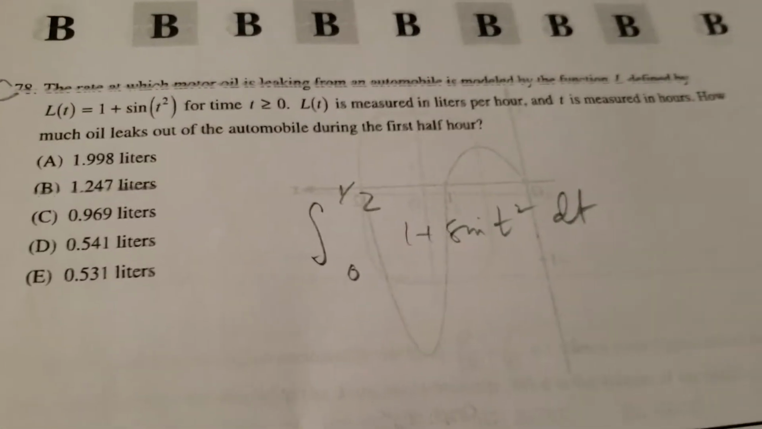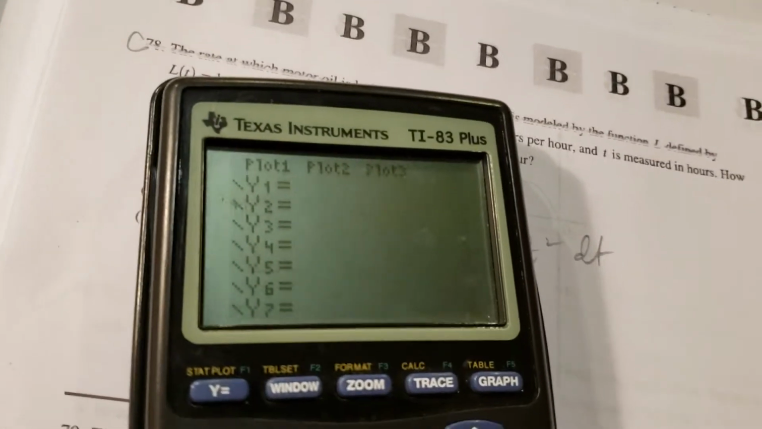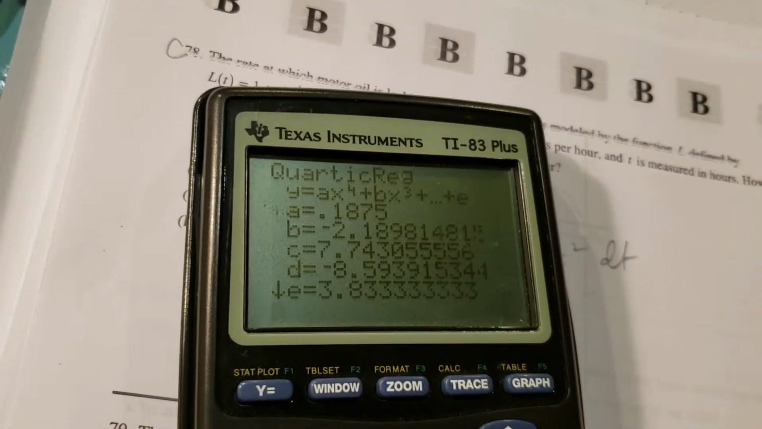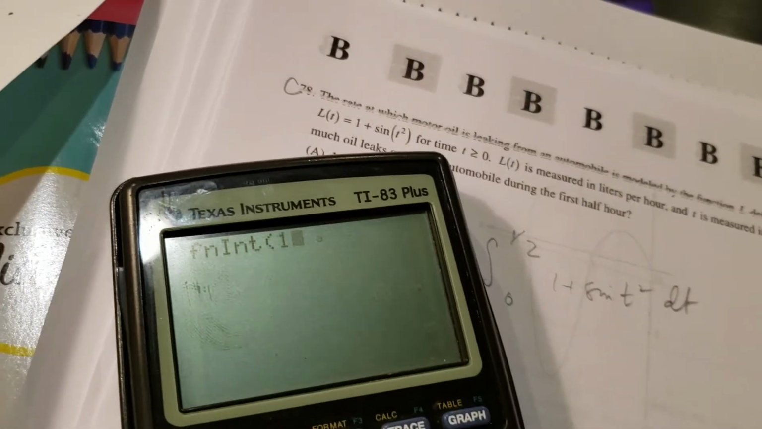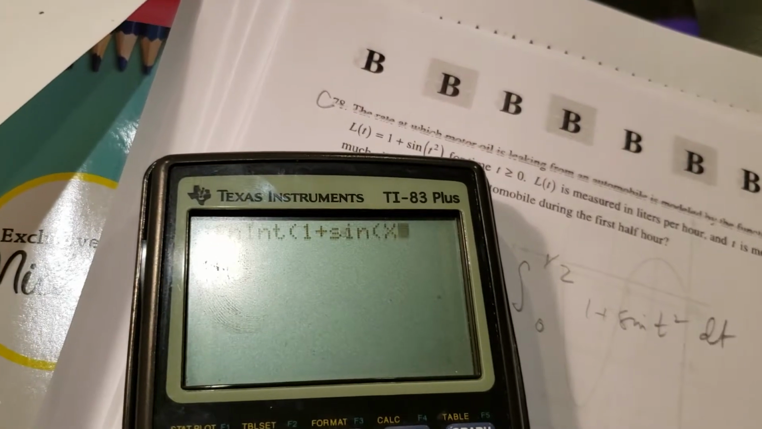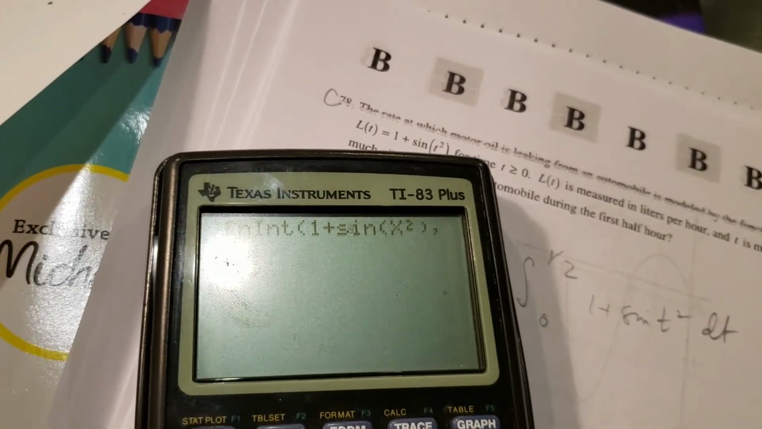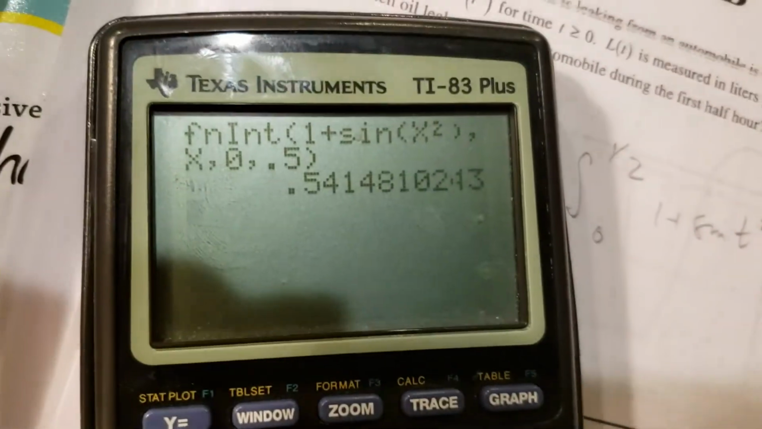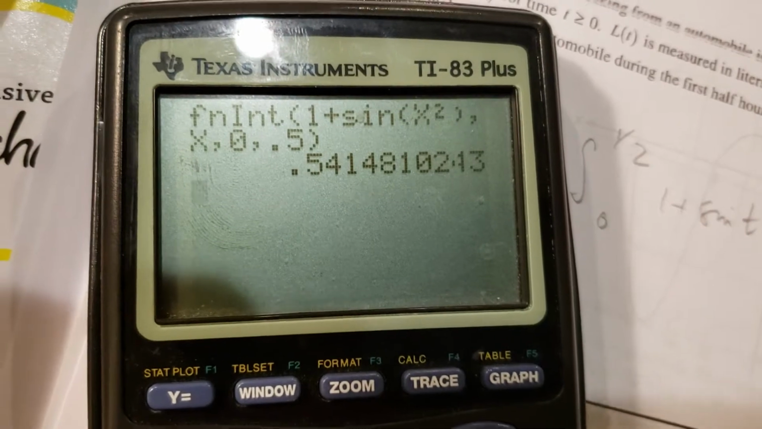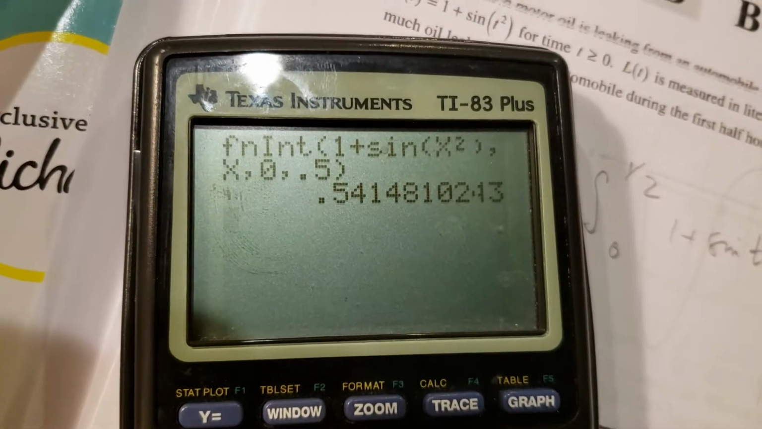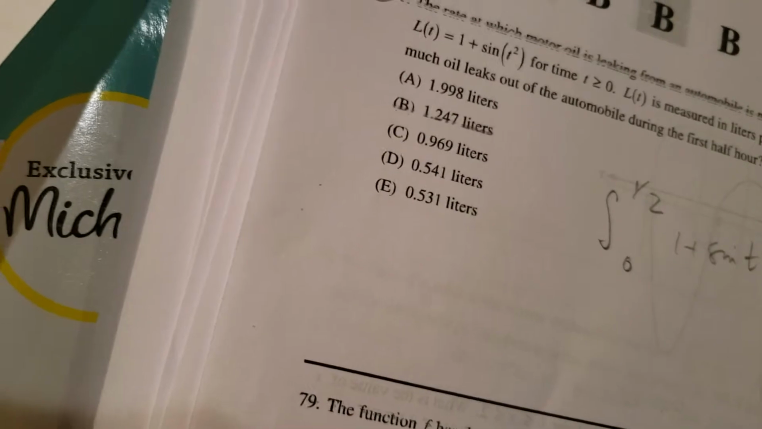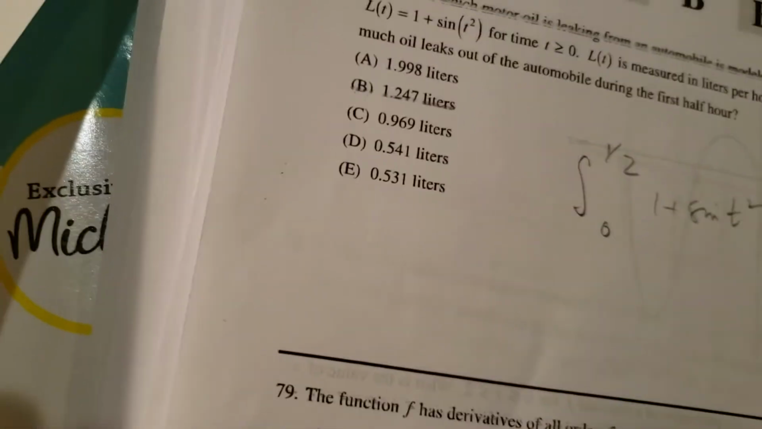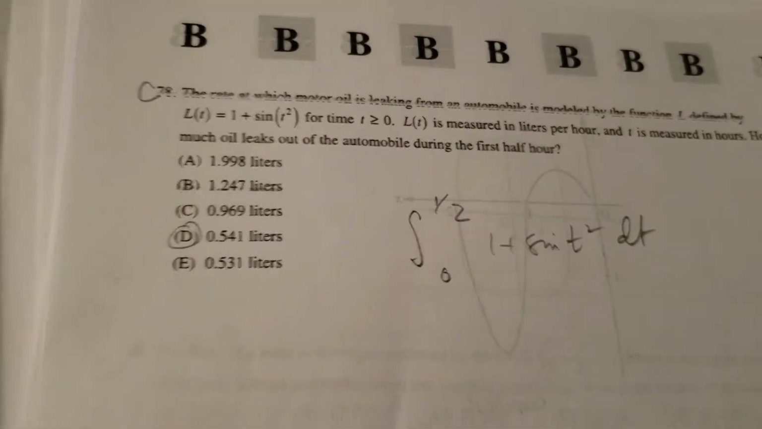Just make sure your calculator is in radian mode. Okay, so math 9. So mine is an old calculator. Yours is slightly different. Squared comma x comma 0 comma 0.5. Just make sure you put in the square where it's supposed to be. You're squaring the x, not the sine. So that's 0.541. Yeah, 0.541. So that looks like it's choice D. And that's it. Nothing special. Okay, 79.